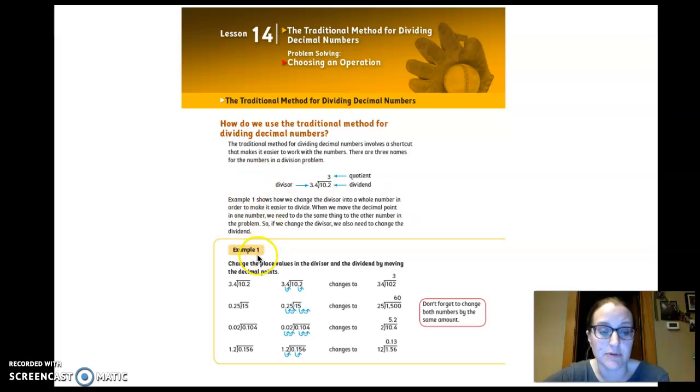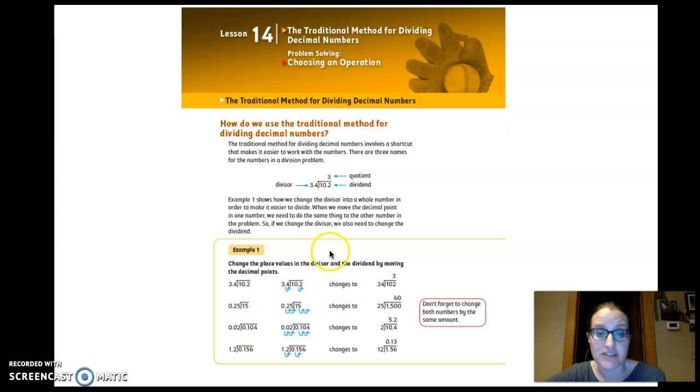So let's look here at example number 1. Change the place values in the divisor and the dividend by moving the decimal points. Okay, so you can see here we have 3.4 divided by 10.2. Okay, so we have to change 3.4 into a whole number. So what we do is we bump that decimal over one place to make it 34. And if we do that here to the divisor, we have to do that to the dividend, okay? So here we see that in 10.2, we have to move this decimal over 1, and it's 102.